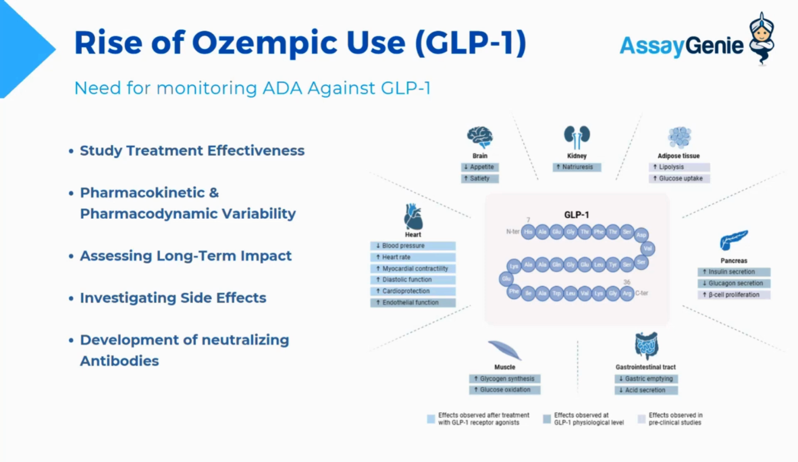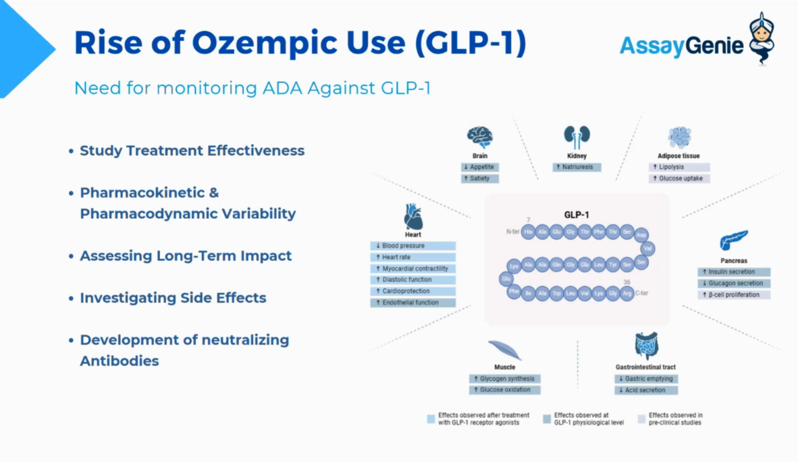And GLP-1 impacts a wide range of different organ systems in our body, where in the brain it may decrease appetite and increase satiety. In the kidney, it would increase natriuresis. In our fatty tissue, it increases lipolysis and increases glucose uptake, whereas in the pancreas, this could increase insulin secretion and decrease glucagon secretion. In our GI tract, it decreases gastric emptying and acid secretion, and in our muscles, it increases glycogen synthesis and glucose oxidation. And in the heart, it has a wide range of varying effects, including decrease in blood pressure, increase in heart rate and myocardial contractility, and also increase in diastolic function.